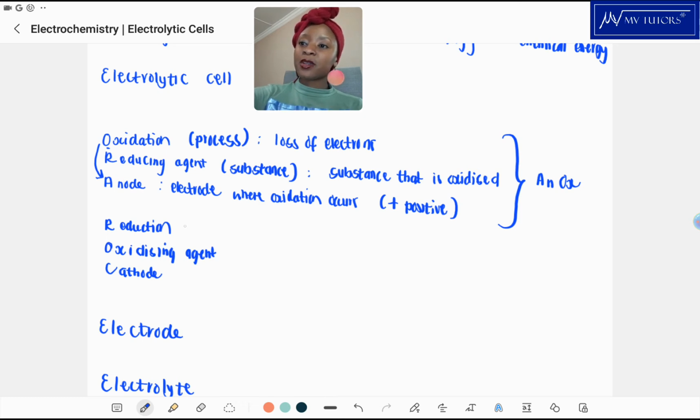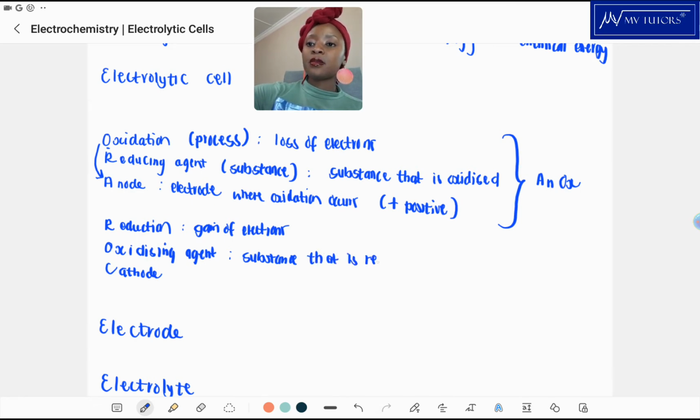So reduction, the process, is the gain of electrons. The oxidizing agent is a substance that is reduced. And the cathode is the electrode where all of this is happening, the electrode where reduction occurs.